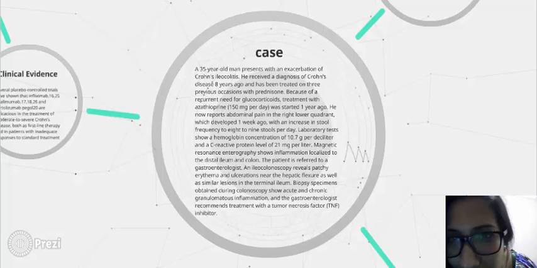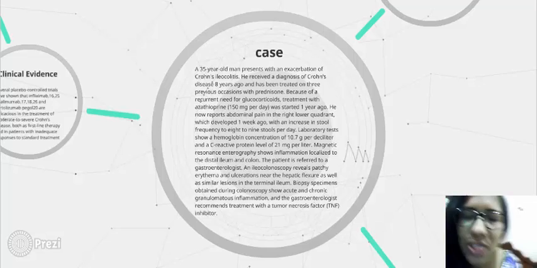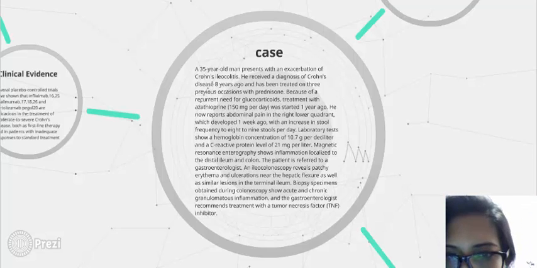A 35-year-old man presents with an exacerbation of Crohn's colitis. He received a diagnosis of Crohn's disease 8 years ago and has been treated on 3 previous occasions with prednisone because of a resurgent need for glucocorticoids. Treatment with infliximab was started 1 year ago.